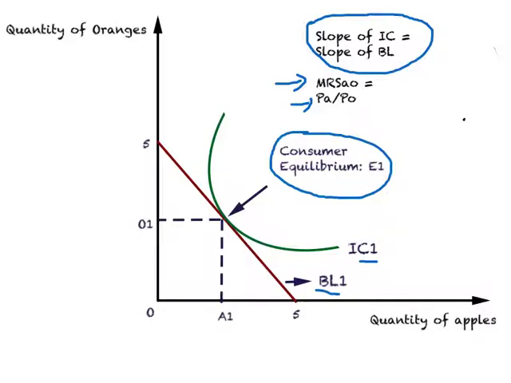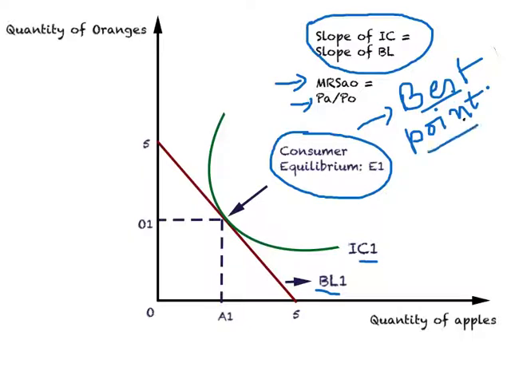Then we also know consumer equilibrium is the best point for this person. This person is maximizing satisfaction given the budget constraint. So since this person is on his or her best point, we can determine how many units of apples this person would buy and how many units of oranges this person would buy.